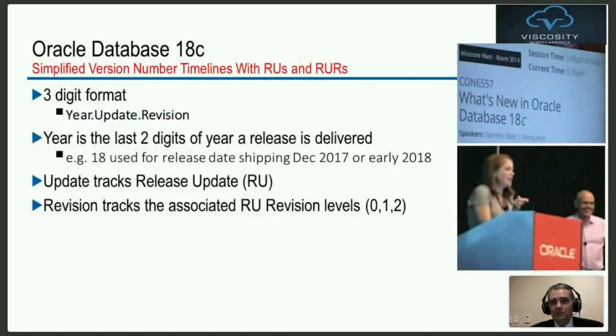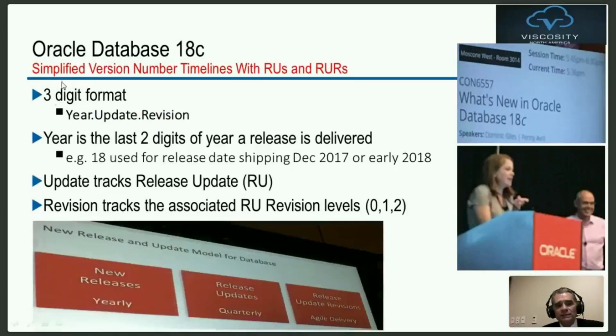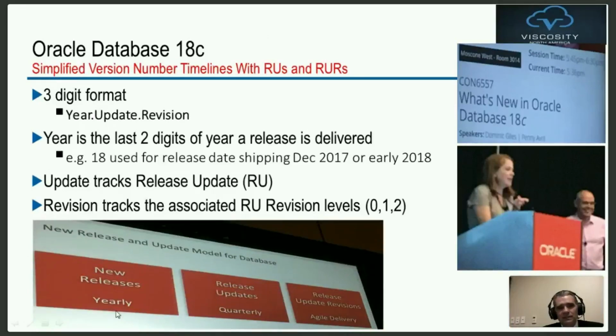We're about halfway through, and the other half I have is 18c and a little bit of ADW. So Oracle 18c, every new release is yearly. Oracle 18c came out in 2018. Oracle 19c will come out in 2019. Oracle 20c will come out in 2020. So first you have the yearly release, then you have a release update on that 18c, and then you have a revision to those release updates.